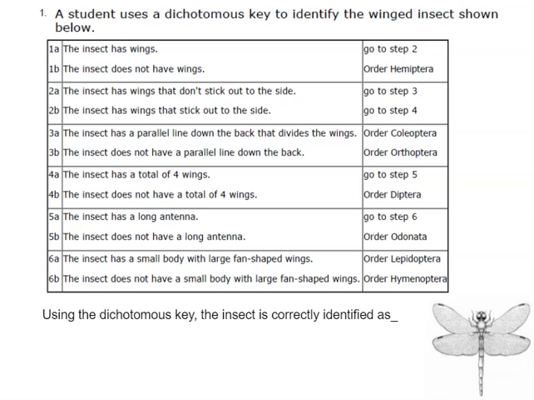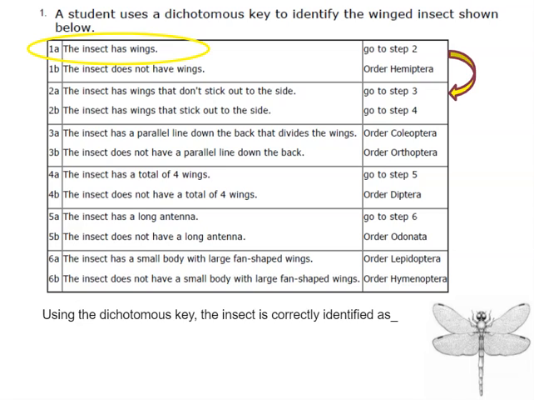All right, so this one says a student uses a dichotomous key to identify the winged insect shown below. Using the dichotomous key, the insect is correctly identified as... and so we're going to start with 1A. That says the insect has wings. It even said that in the description at the top, and it's fairly obvious that it has wings. 1B says the insect does not have wings, so we're going with insect has wings, right? So you go to step 2. Right, so we're jumping down there.